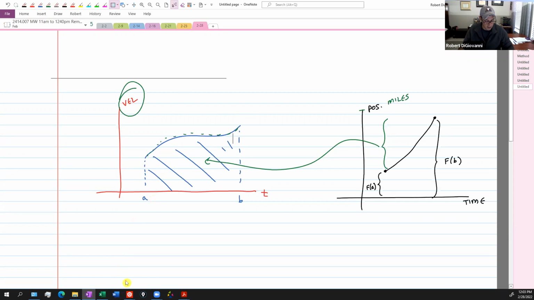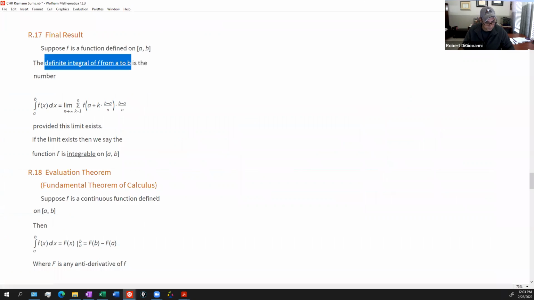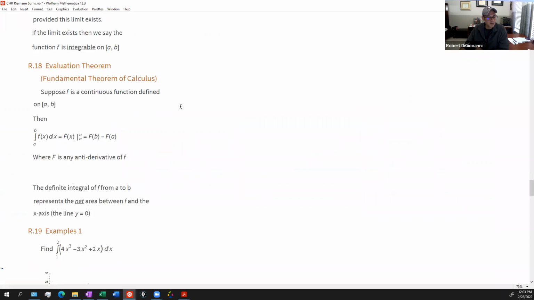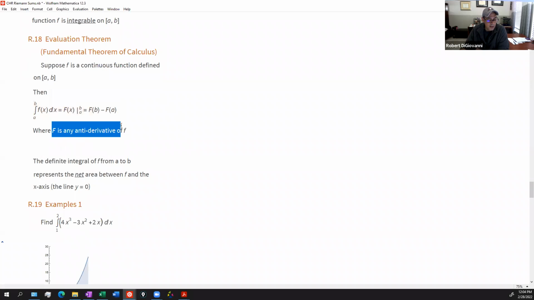Okay, let's go back to these notes here. All right, so here's the fundamental theorem of calculus. There are actually two versions of the fundamental theorem of calculus. I am presenting you with what's called the evaluation theorem, which is the one that we use. It says, if you have a continuous function on a closed interval, then this is equal to the antiderivative with that little evaluation bar, which is just F of b minus F of a, where capital F is any antiderivative of little f.